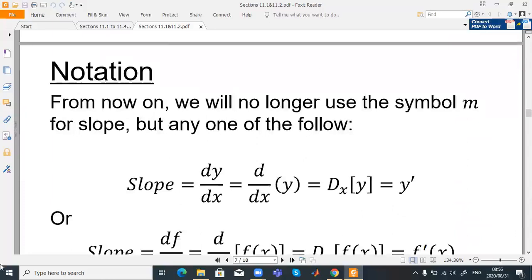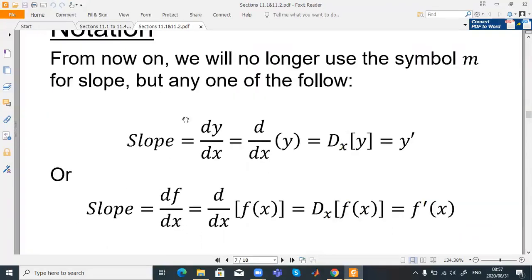Okay, so we need to know how we denote differentiation. What are the different notations for differentiation? Differentiation is the same as saying the slope of a line, which is denoted as dy/dx, or is denoted, this is also the same as that, but in different notation. And this is another notation, capital D sub x, open square bracket, y, closed brackets. It is also denoted as y prime.